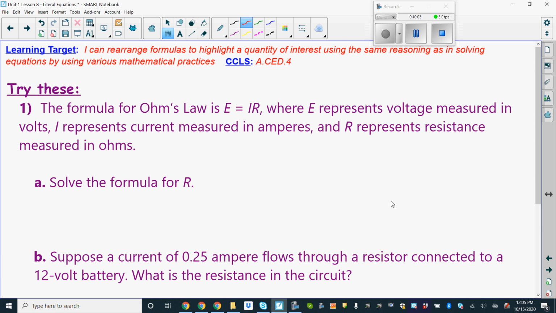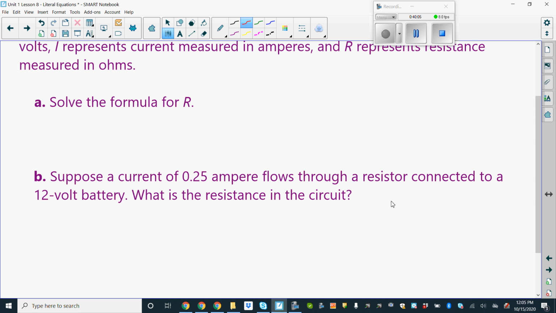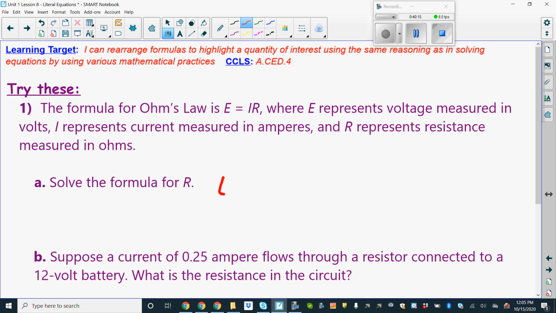Okay, so here we have the last few questions. We're going to solve for R. So we have E equals I times R. So we have to divide by I to get R alone. And we have R equals E over I.